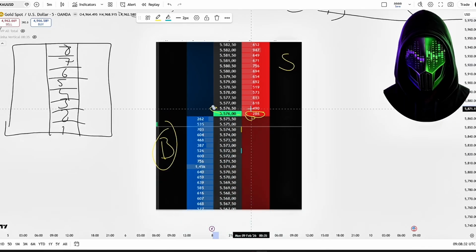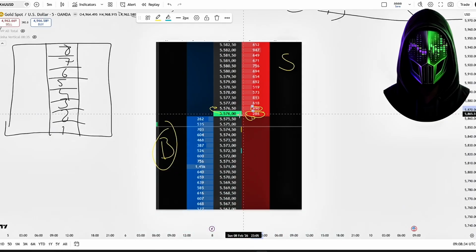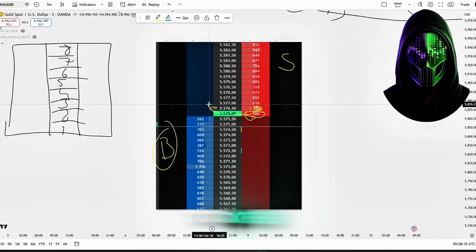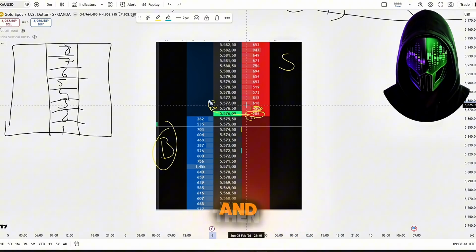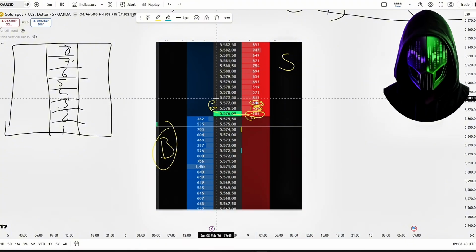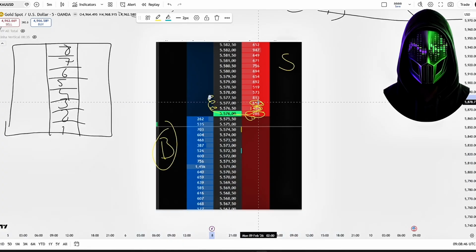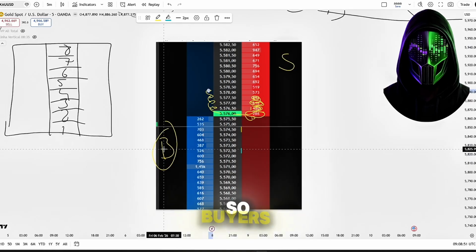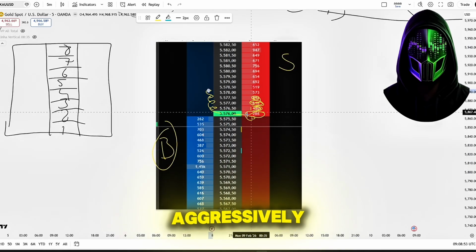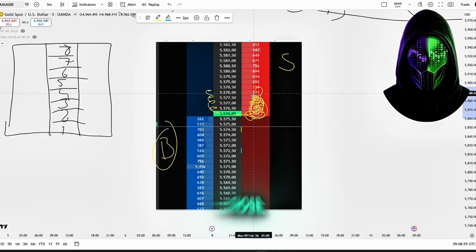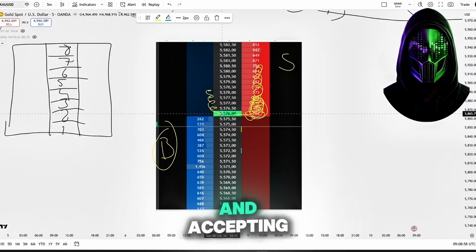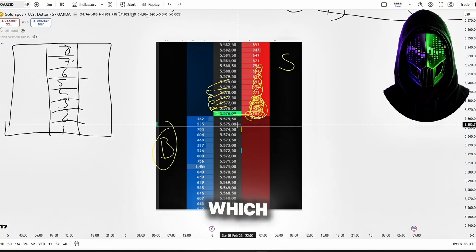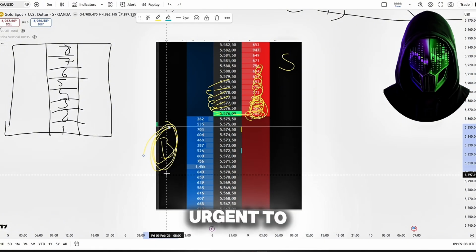At this level right here, we have 490 orders that we need to consume to pass to another price level. And then we need to consume all these orders to pass to another price level. We need to consume all these orders to pass to another price level. Okay, so buyers need to aggressively buy all those orders right here and accept paying worse and worse and worse prices for this asset. Okay, which means they are urgent to have this.